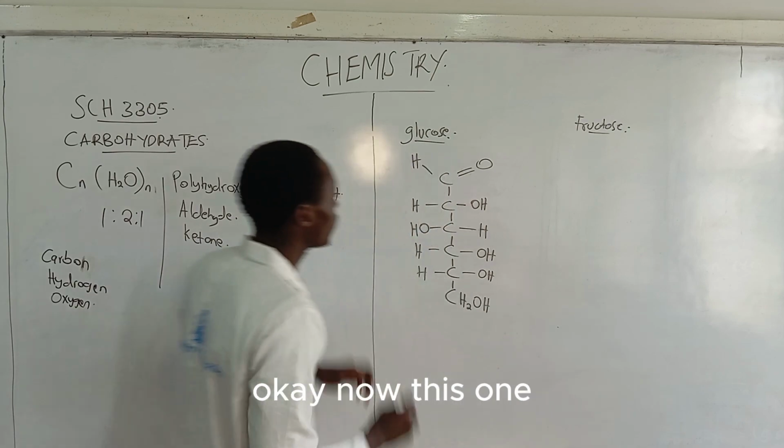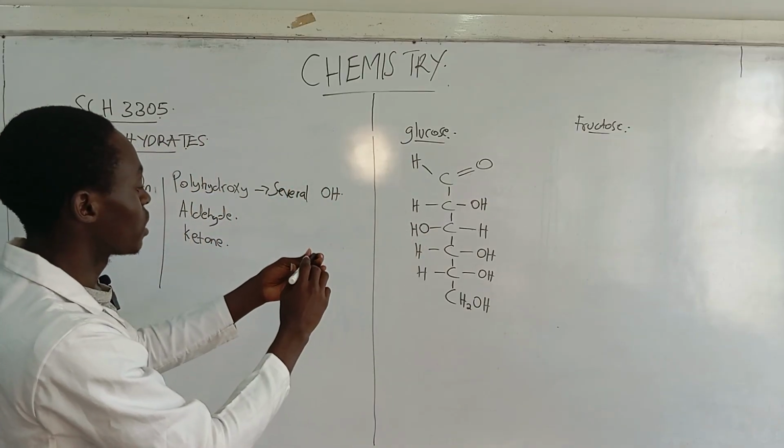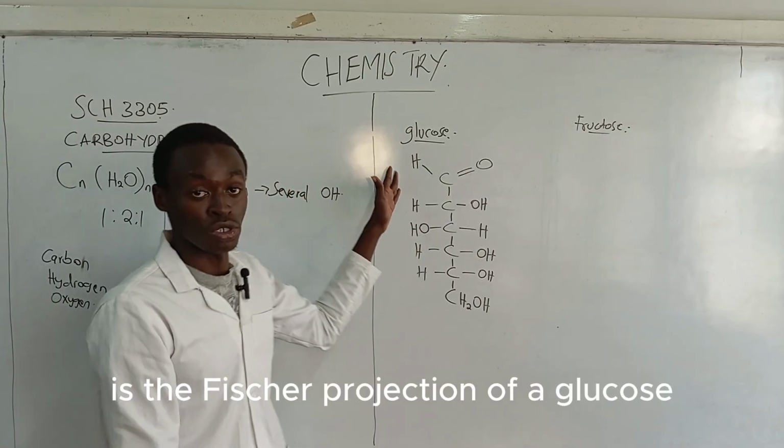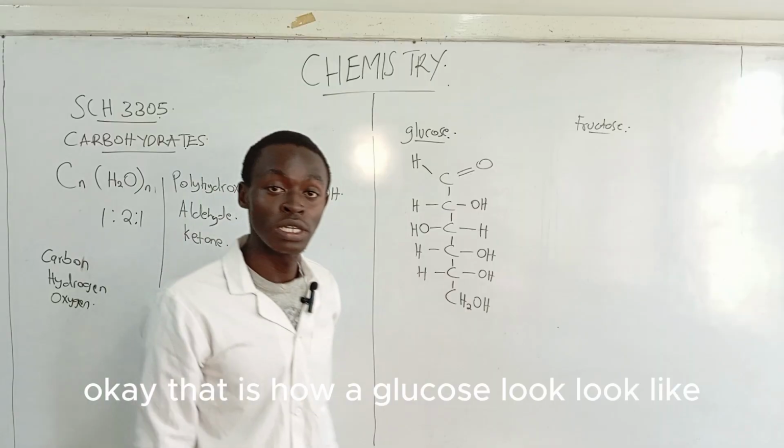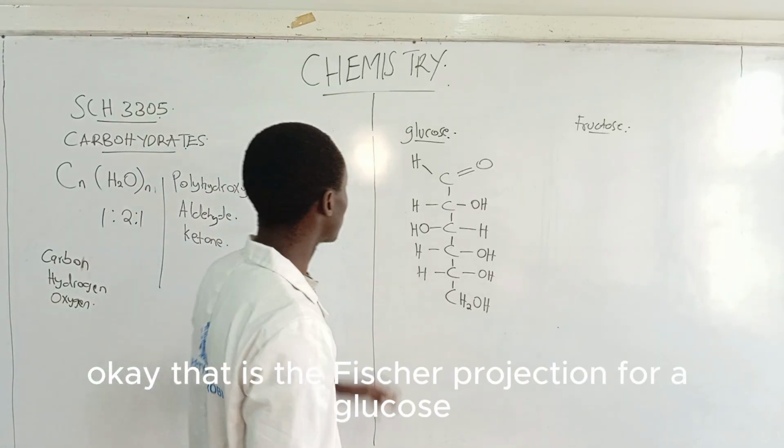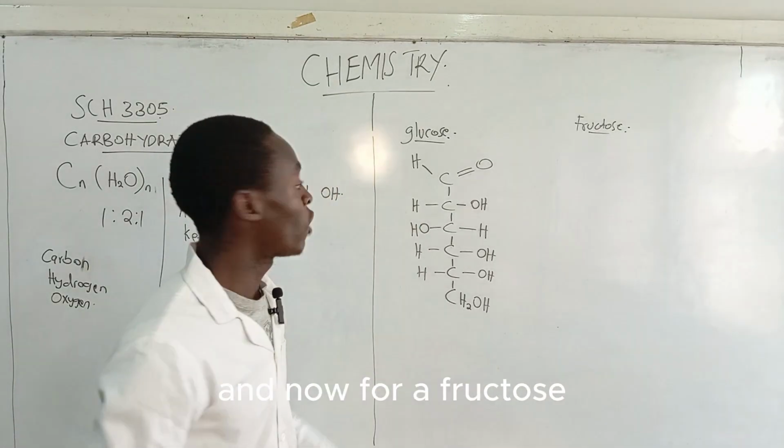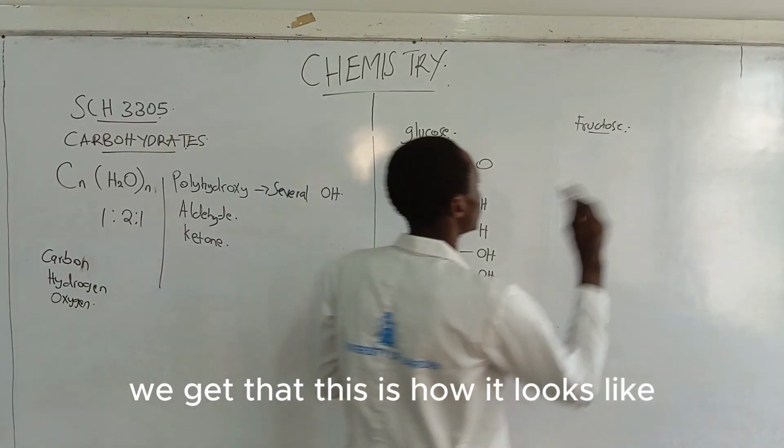CH2OH. Okay. Now this one is the projection of the glucose. That is how the glucose looks like. That is the projection for the glucose. And now for fructose, this is how it looks like.